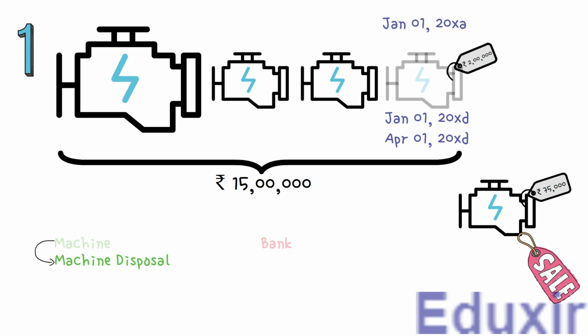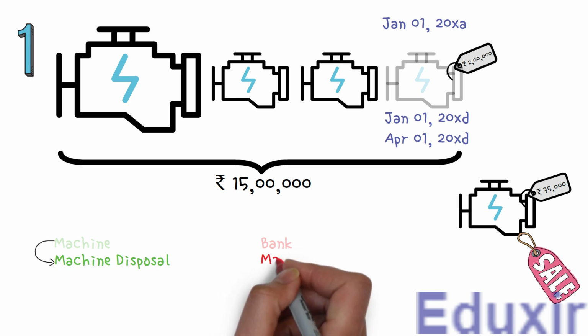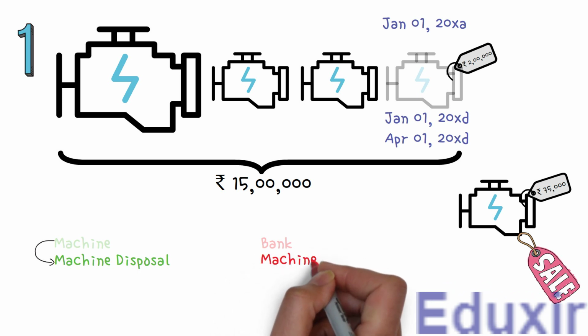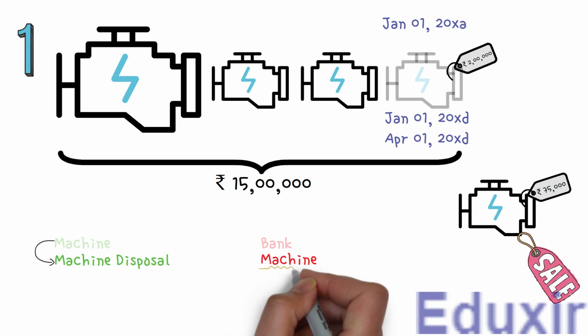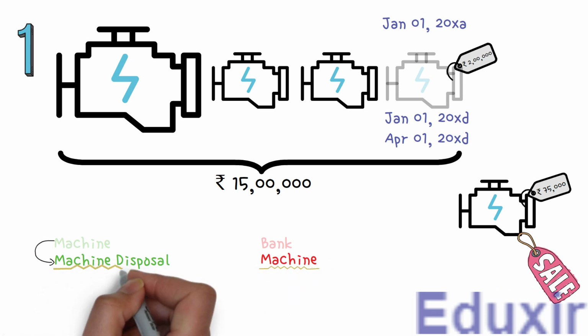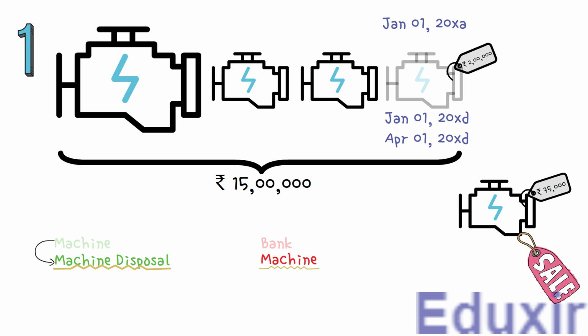So what we need to do is that we should credit the machine account when transferring the machine from the machine account to the machine disposal account. So to summarize, for transferring the machine from machine account to the machine disposal account, we should credit the machine account and debit the machine disposal account. This will complete the transfer.